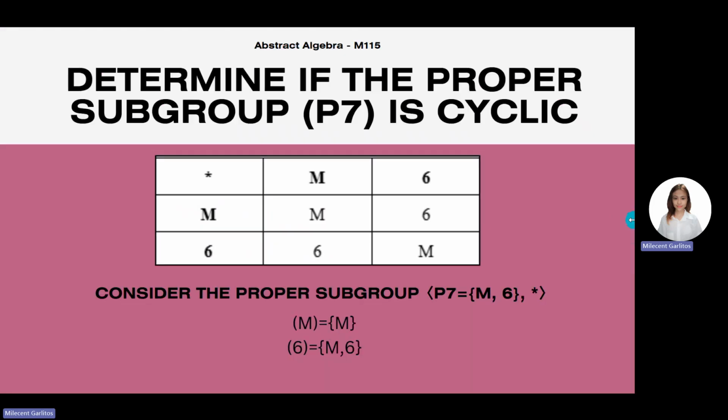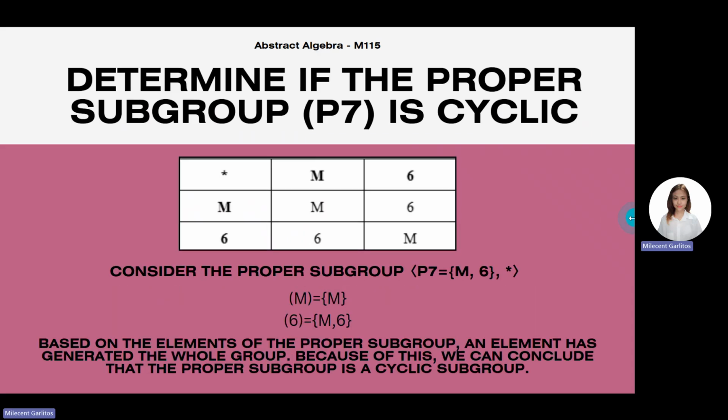Next, determine if the proper subgroup P sub 7 is cyclic. Consider the proper subgroup P sub 7, which is the set of M and 6 under binary operation star. M generates M, 6 generates M6. Based on the elements of the proper subgroup, an element has generated the whole group. Because of this, we can conclude that the proper subgroup is a cyclic subgroup.